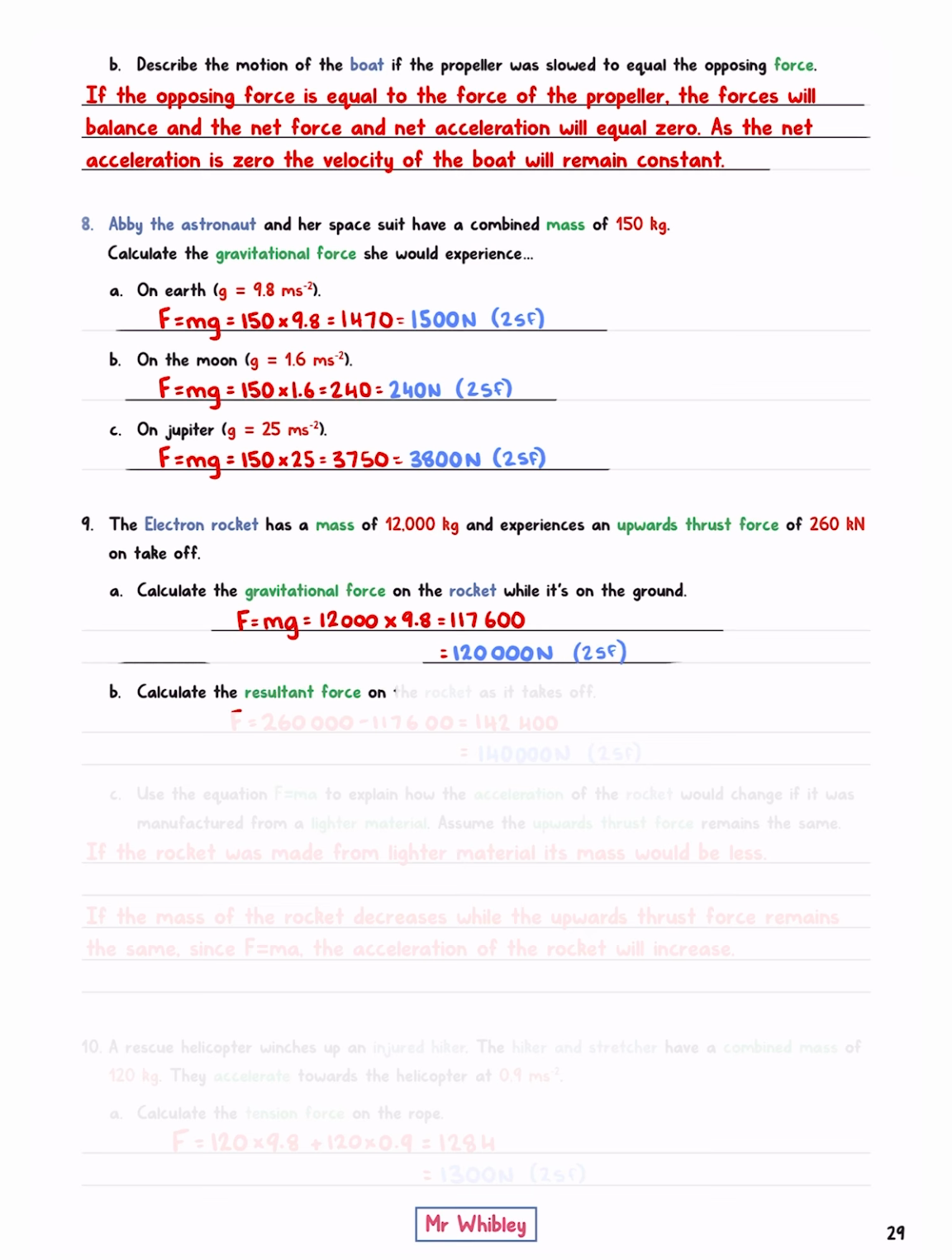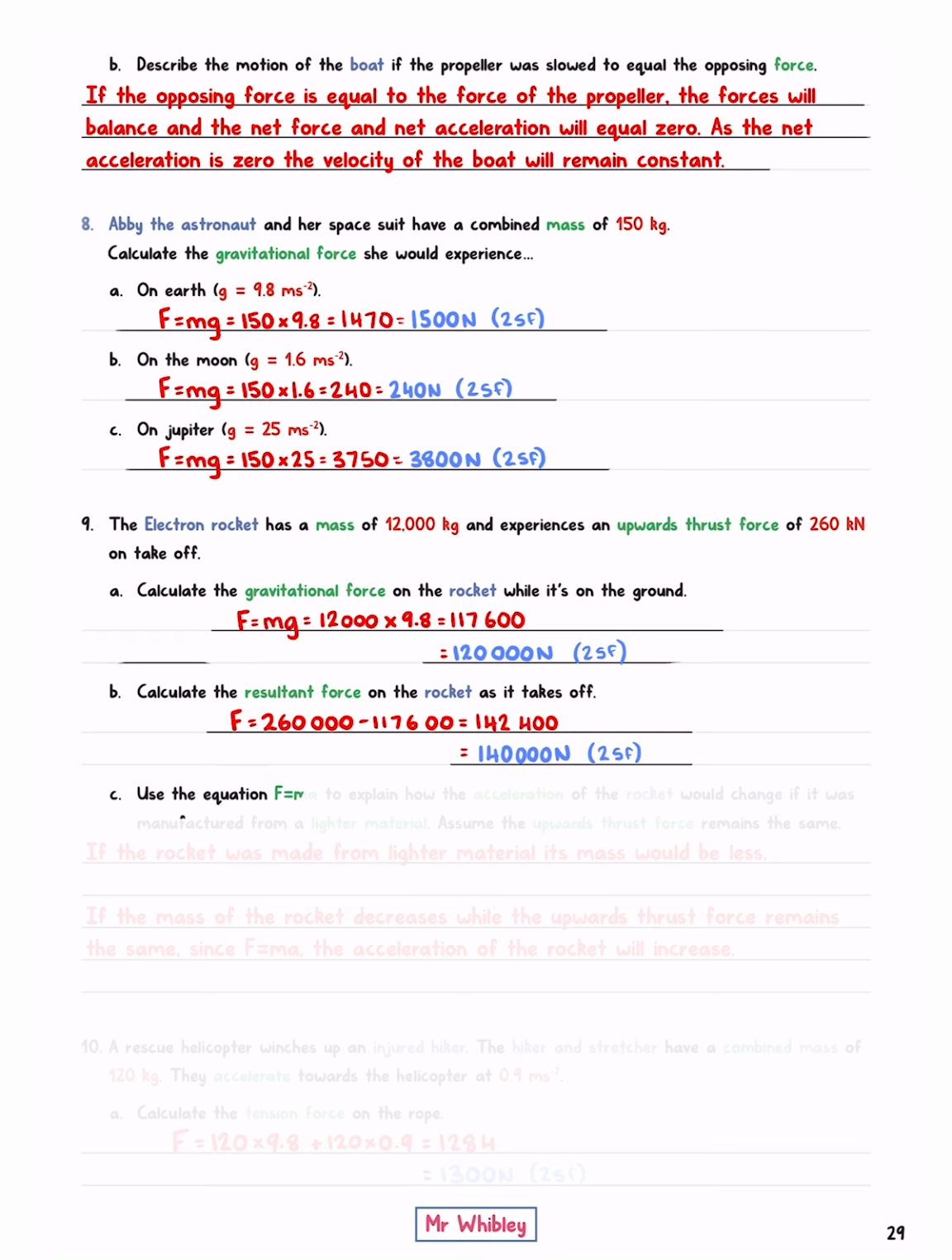Calculate the resultant force on the rocket as it takes off. Our resultant force is going to be the sum of the up force and the down force, where we'll make the downwards gravitational force negative and the upwards thrust force positive. And so adding our 260 kilonewtons and negative 117,600 gives us 142,400, or 140,000 newtons to two significant figures.